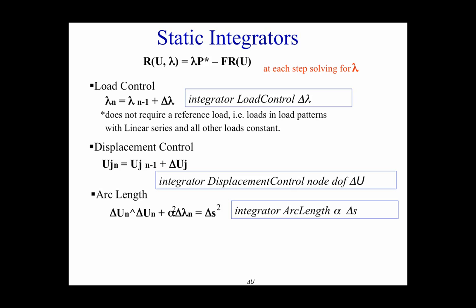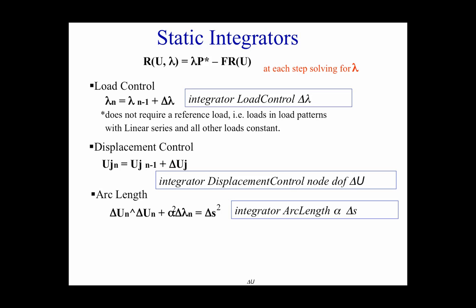What OpenSees is trying to do internally is determine what delta lambda is going to meet that constraint. Internally it's doing lots of stuff to figure out what the delta lambda should be, based on the current state, to give me that change in displacement I'm looking for.